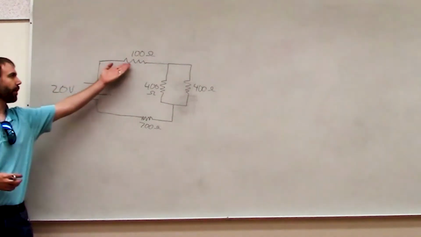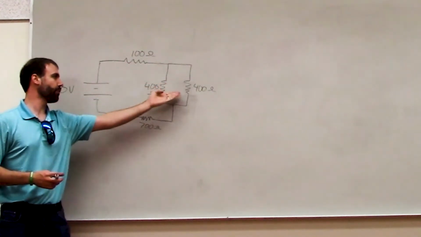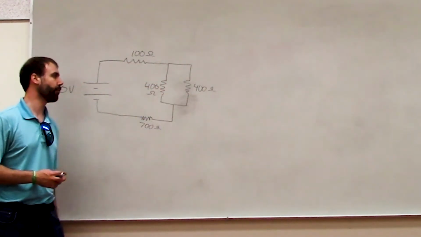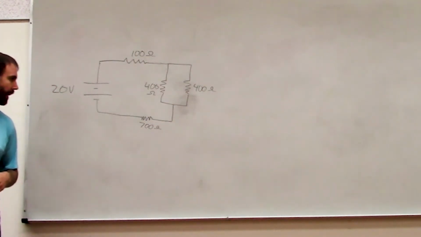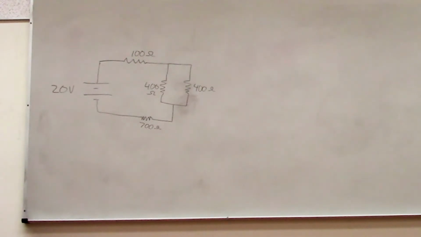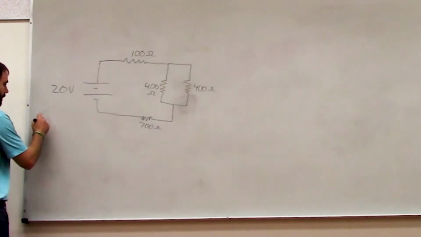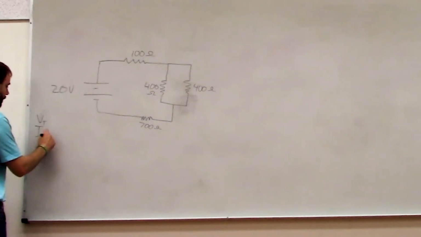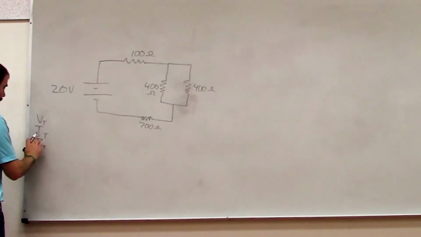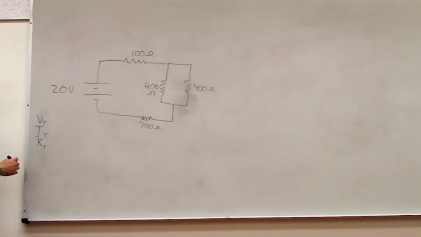So we've got one resistor up here, which is 100 ohms. Then we have two resistors on the right-hand side, which are 400 ohms each. And then we have one resistor on the bottom, which has a value of 700 ohms. Okay, and I might ask you to find the total voltage, the total current, the total resistance, and then the current and voltage for each resistor.